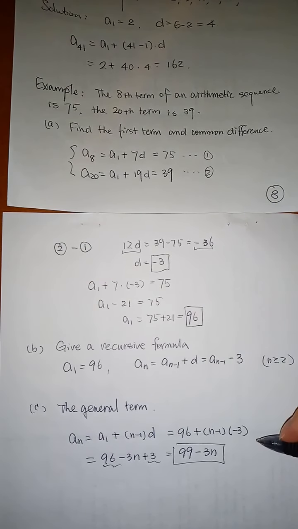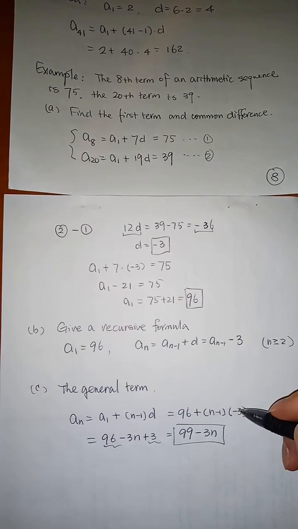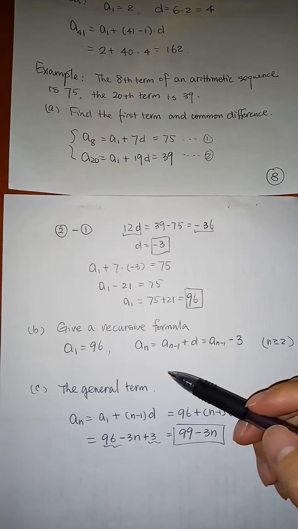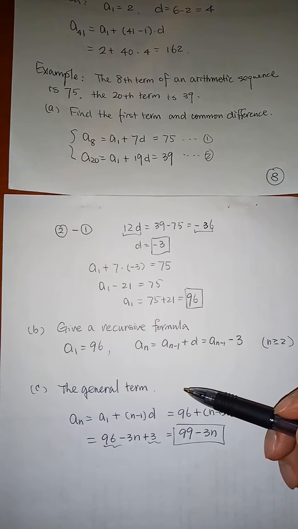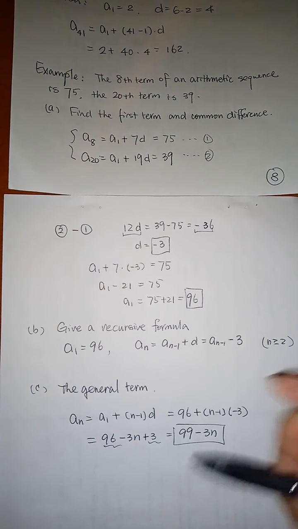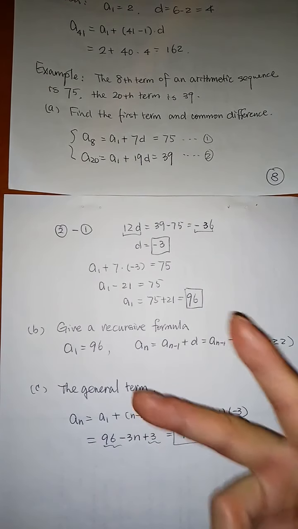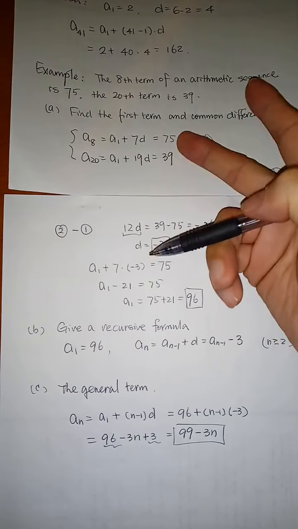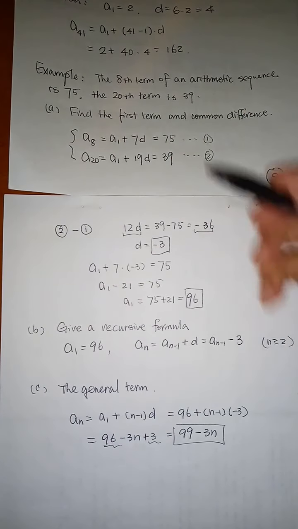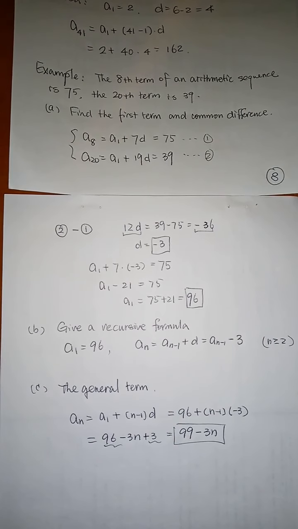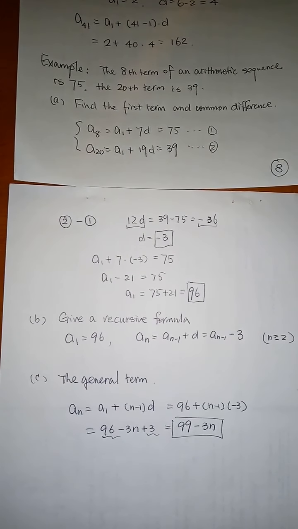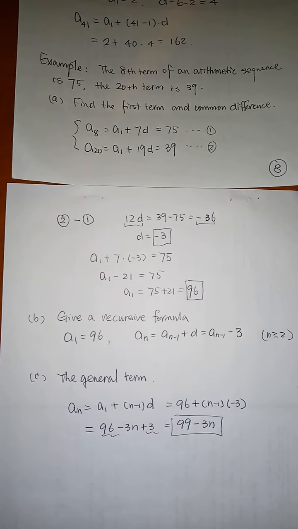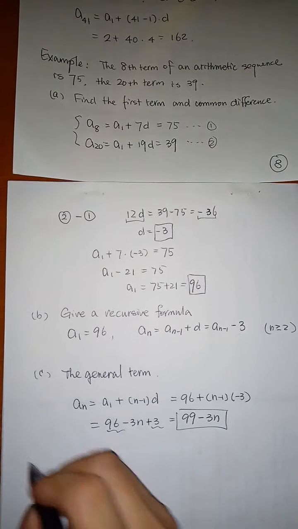Okay, so that's the example. How do we determine the initial term, this A1, and the common difference? We need at least 2 terms. You have 2 terms, you can have 2 equations. You solve the system of equations, you get the general term. Okay, so after so much information, we still don't know the formula for the sum of an arithmetic sequence.